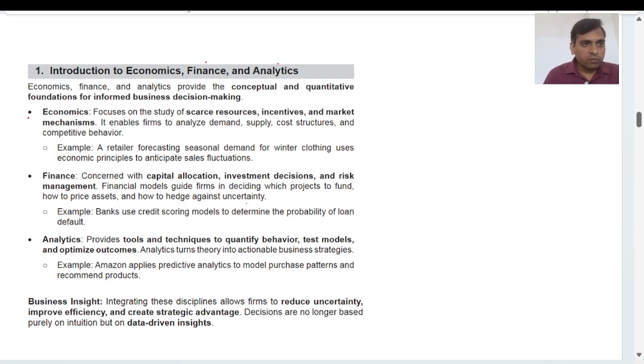First we are focusing on the economics part. It focuses on the study of scarce resources, incentives, and market mechanism. Basically, this is the combination of three things: scarce resources, incentives, and market mechanism. First we will talk about scarce resources. Scarce resources means limited resources.